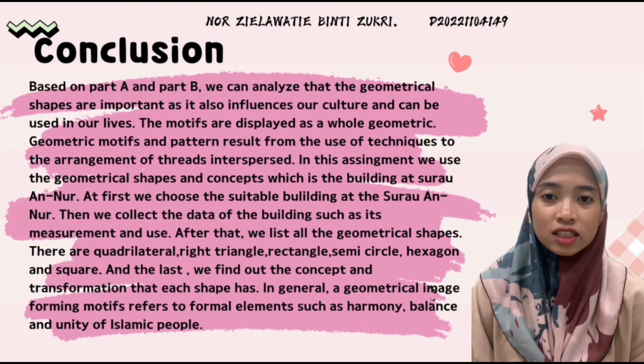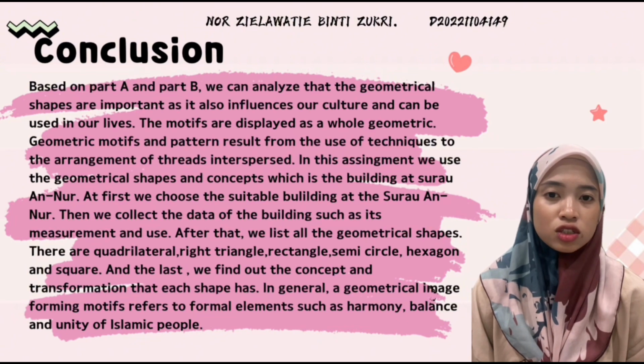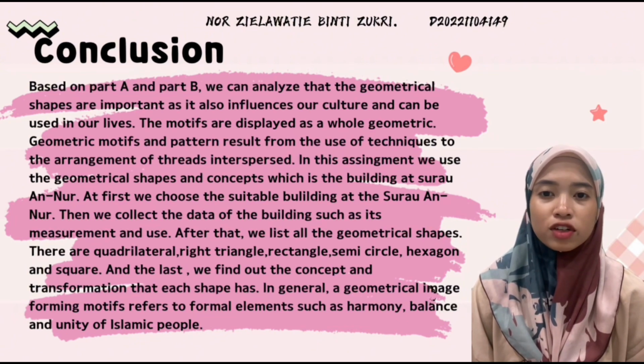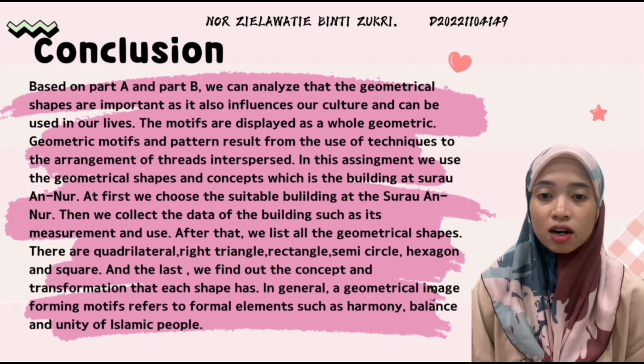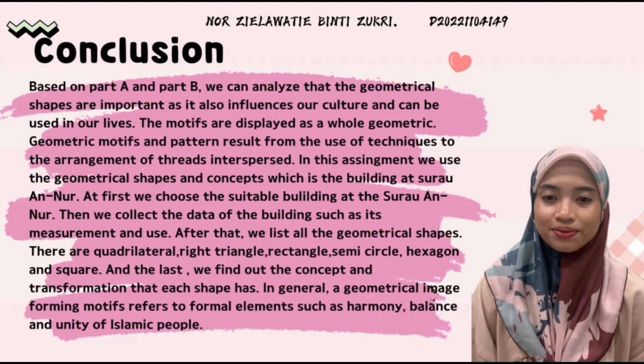After that, we list all the geometrical shapes. There are quadrilateral, right triangle, rectangle, semicircle, hexagon and square. And the last, we find out the concept and transformation that each shape has. In general, a geometrical image forming motif refers to formal elements such as harmony, balance and unity of Islamic people.